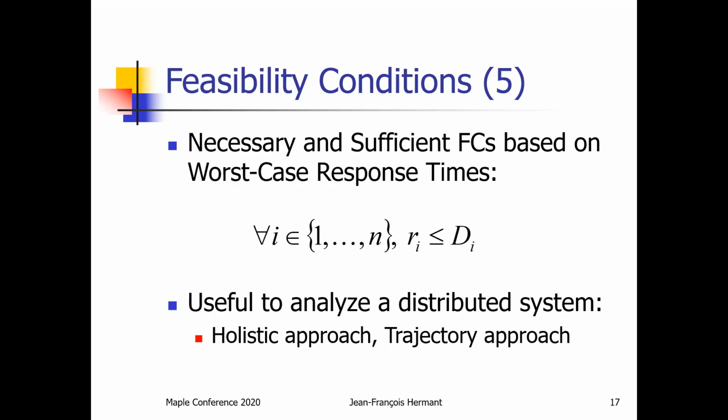Feasibility conditions can be based on worst case response time. This is true for both fixed priority scheduling algorithms and deadline-driven scheduling algorithms. The necessary and sufficient feasibility condition based on worst case response time is written as follows. For each task τi, we compute its worst case response time Ri, and we check if it is less than its relative deadline Di. This is useful to analyze a distributed system with a holistic approach or a trajectory approach, for instance.